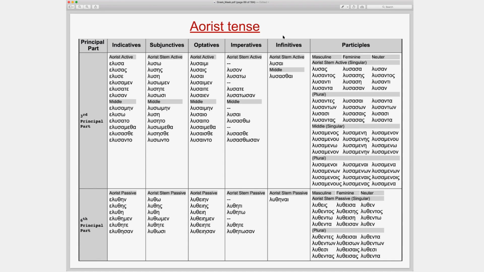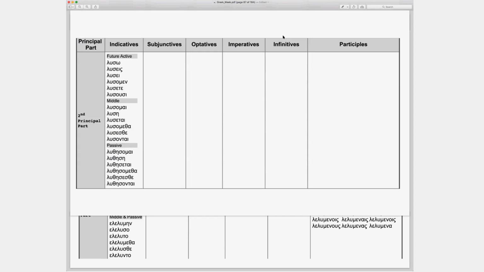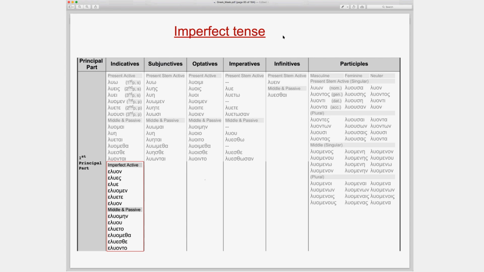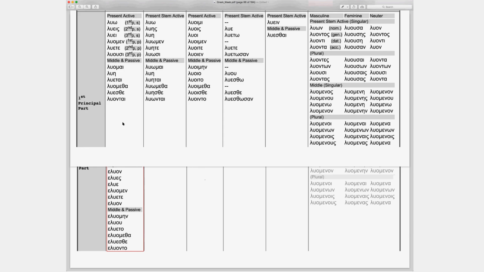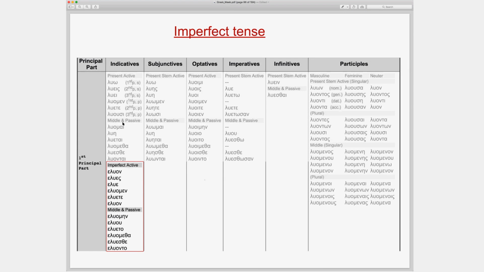Now, I want to show you an interesting way that it's spelled, and this is not a hard and fast rule that applies everywhere. Let's go back to the present tense, luo. Now let's look at the imperfect tense, eluon. Notice that it's added the epsilon character before it.